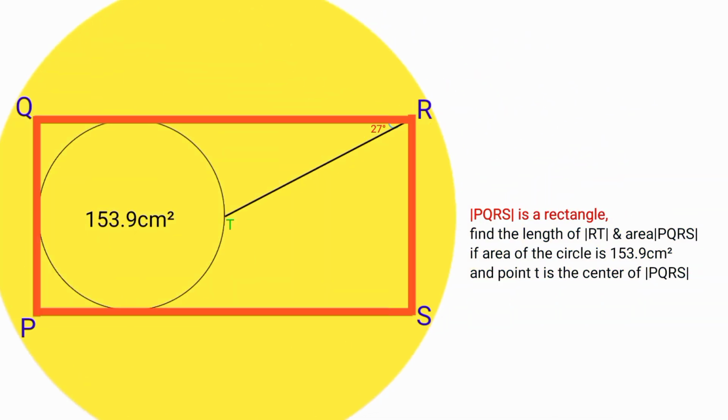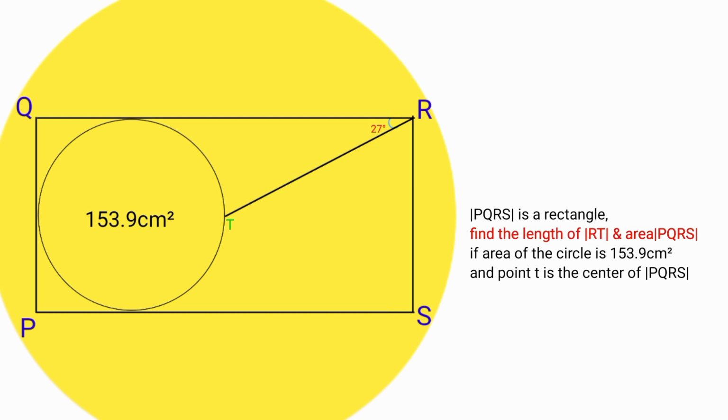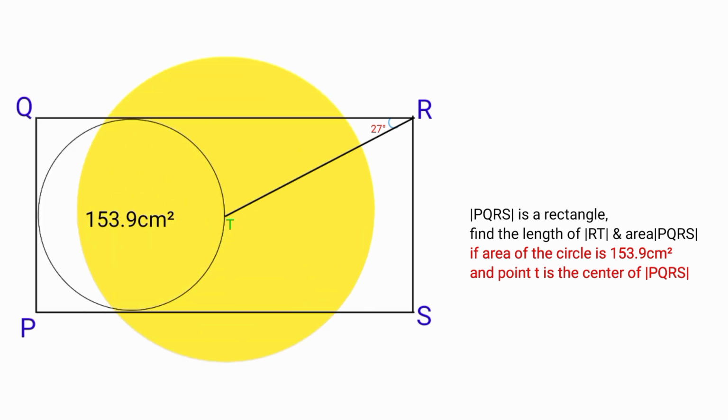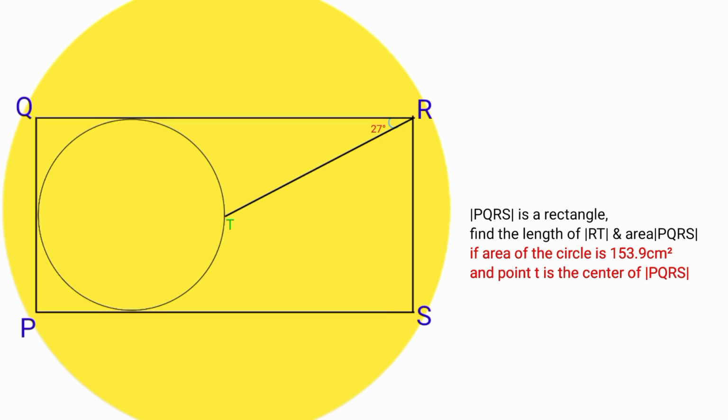They say this quadrilateral PQRS is a rectangle. Find the length of this line RT if the area of this circle is 153.9 centimeters squared, and this point T here is the center of the rectangle PQRS. So how can we solve this?